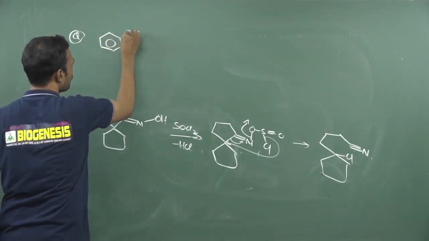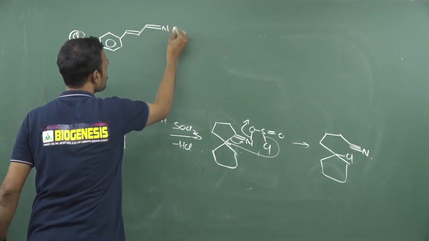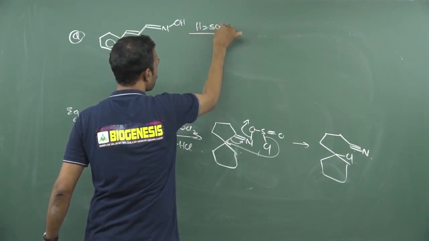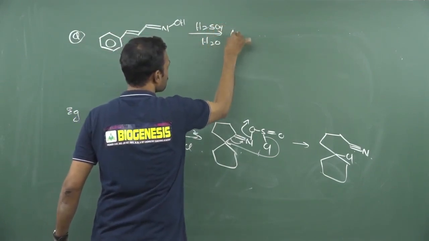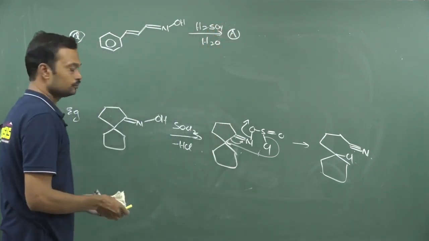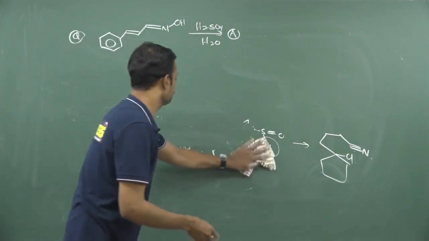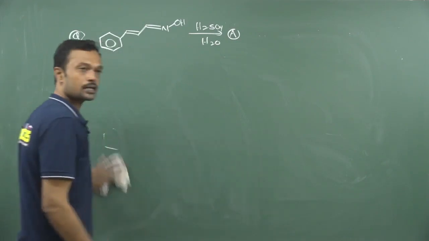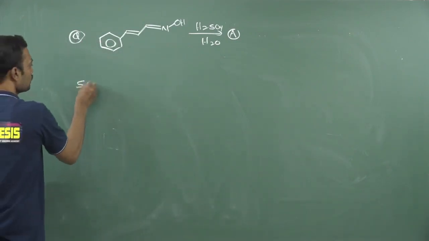This is an aromatic ring, double bond, and here double bond, H, and here OH is given. So if it is treated with H2SO4 in presence of water, what is your answer? A. Can you predict the answer? Very easy one. It is asked in the CSIR examination. It will help in your examination.